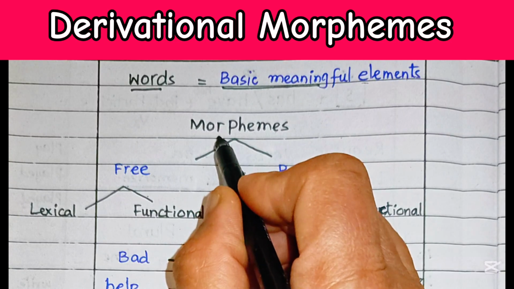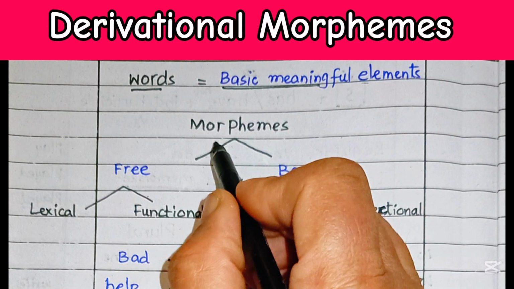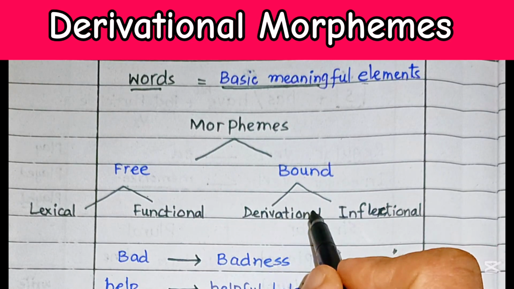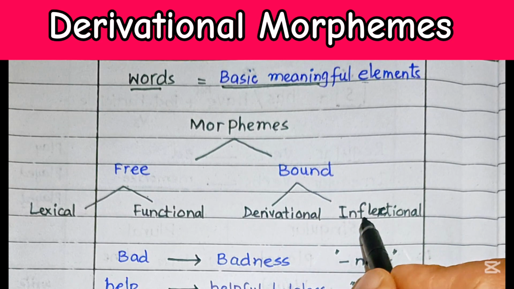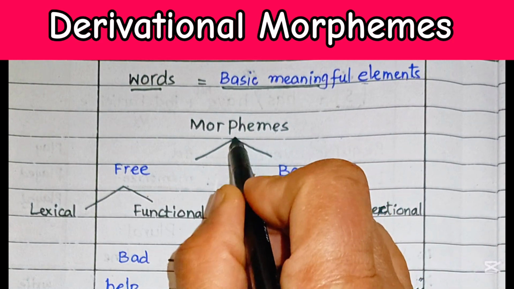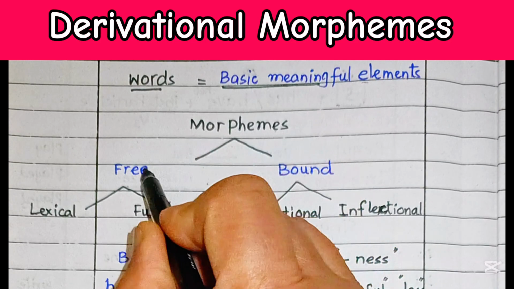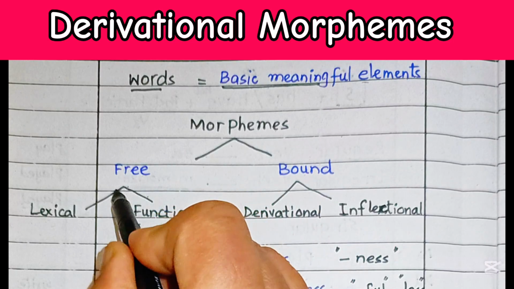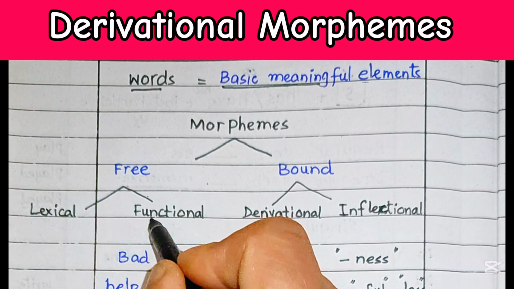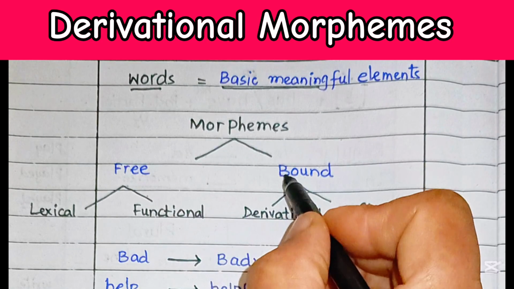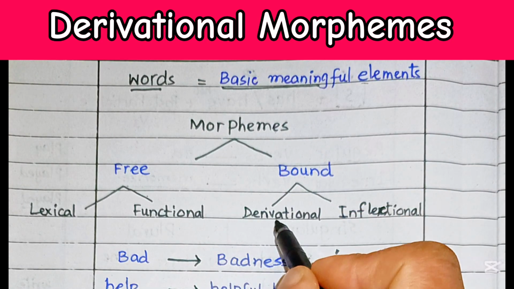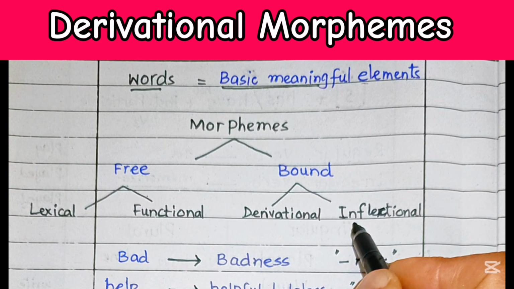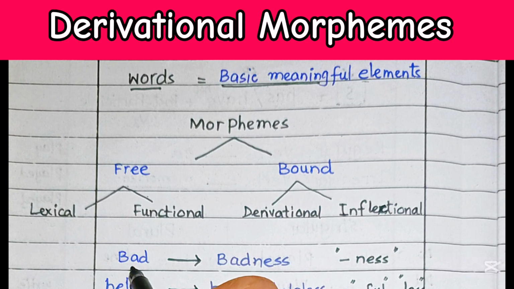The set of affixes that make up the category of bound morphemes can also be divided into two subtypes. They are derivational and inflectional. As discussed previously, morphemes can be subdivided into free morphemes and bound morphemes. Free morphemes can further be subcategorized into lexical and functional morphemes, and bound morphemes can further be subclassified into derivational morphemes and inflectional morphemes. Take one example, bad.